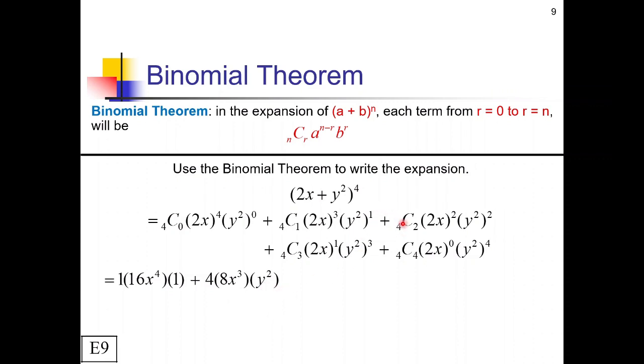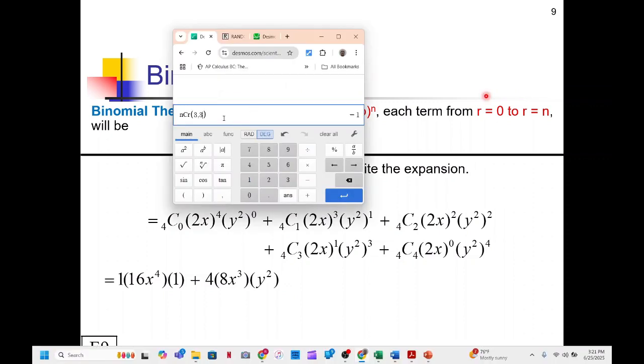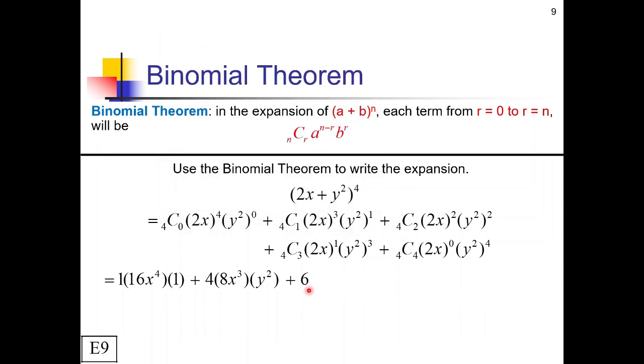On to the next. 4 choose 2. Well, let me go to Desmos for those. So let me just piggyback off of this earlier choose that I had plugged in there. We're doing 4 choose 2, and that gives us 6. So that would be 6. And then we have 2x squared, so that's going to be 4x squared. And then y squared squared, we multiply the exponents, so that's y to the 4th.